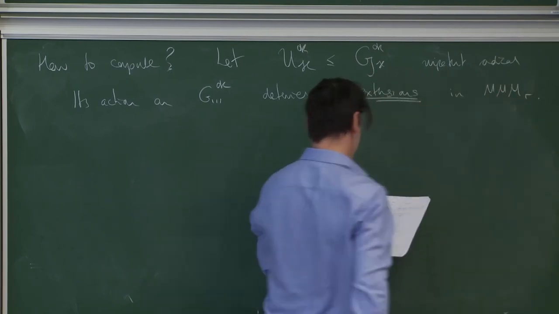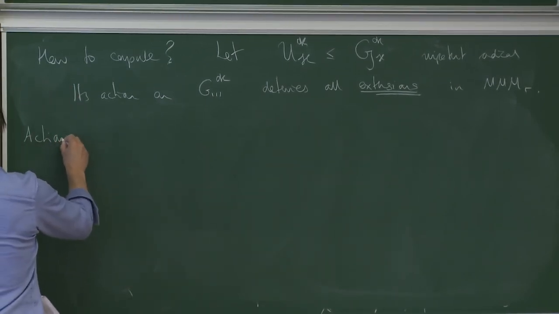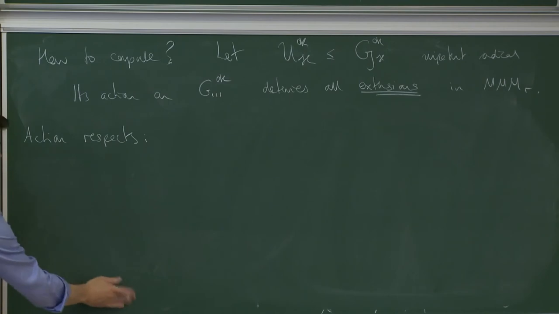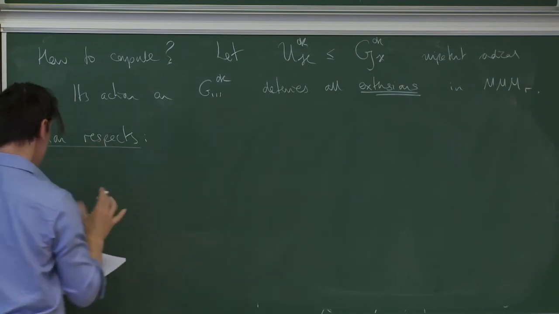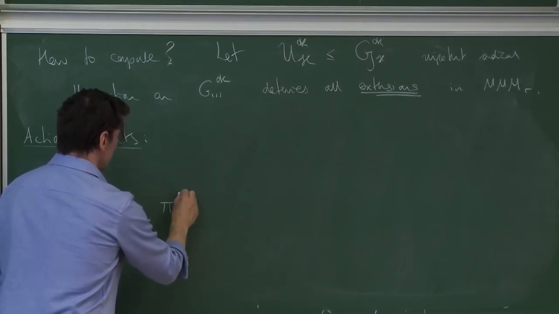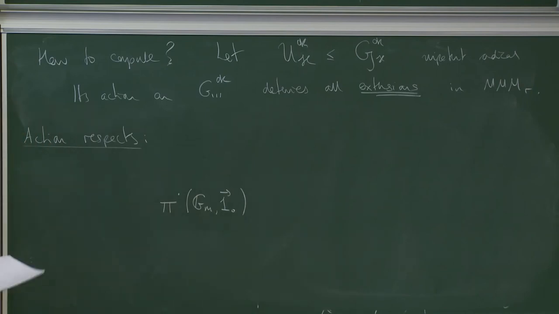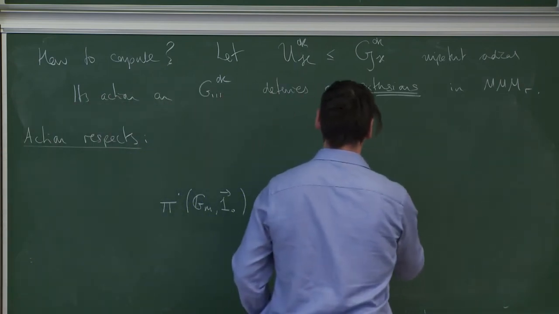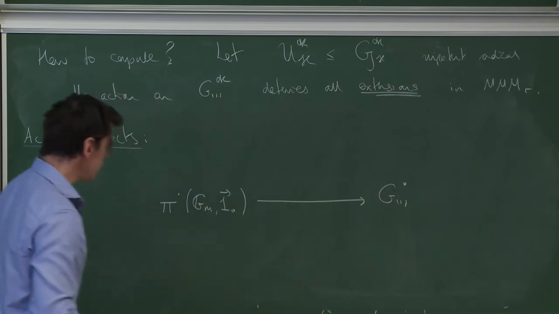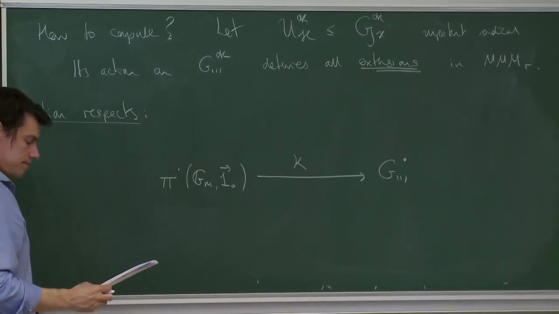Right? Okay, so what do we know about this action? Well, we know that it has to respect the local monodromy. So we know a few other things as well that I haven't had time to discuss, but most of the content is in this little picture that I'm going to draw. So we have the local monodromy. So this is the fundamental group of G_m, just given by a single loop. And we had this map, local monodromy, into G11. And I'm going to call this local monodromy kappa, for want of a better name.